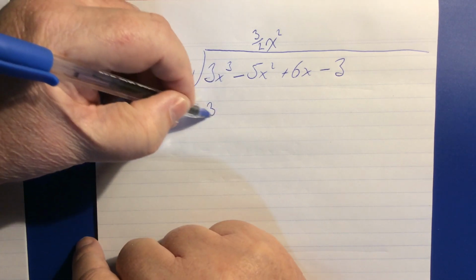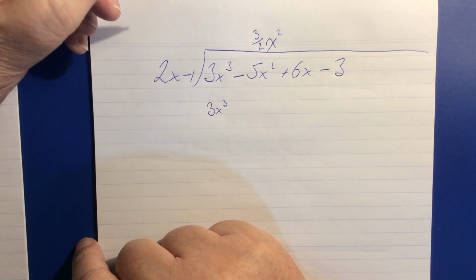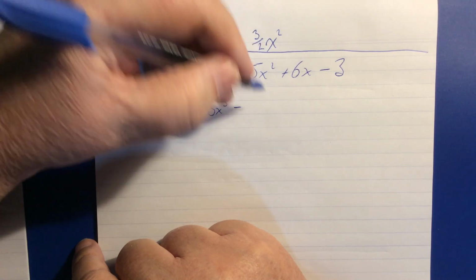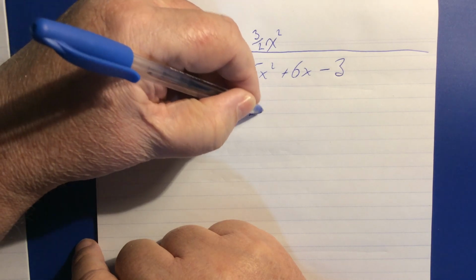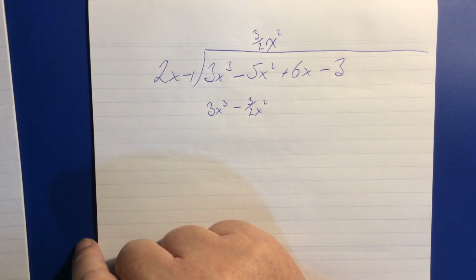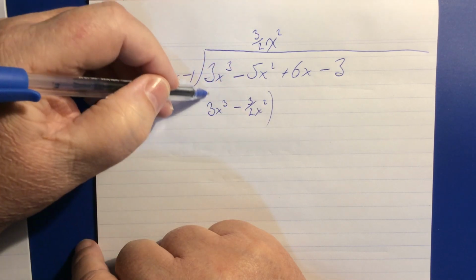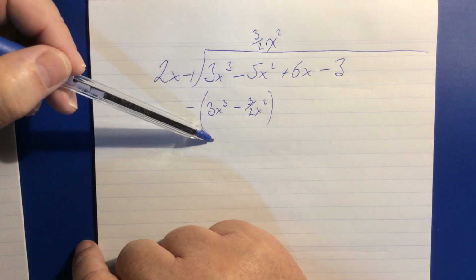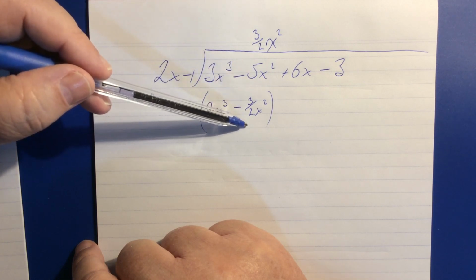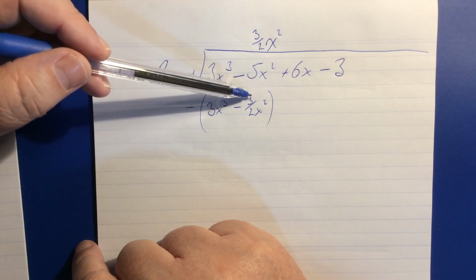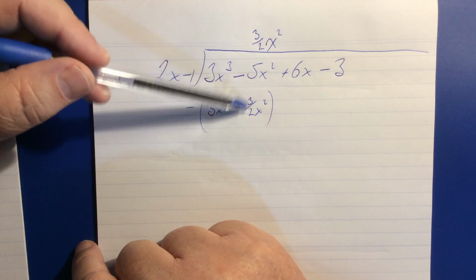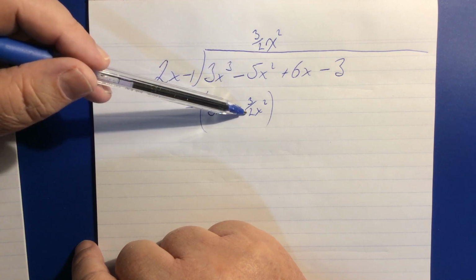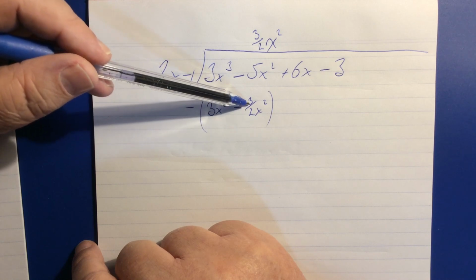And when I do that, I get 3x cubed minus 3 over 2 x squared. That's my first step, and I subtract that. Now, that's going to leave me with nothing. The interesting piece of work is here. And so what is this going to leave me with? Well, it's negative 5 plus 3.5. Sorry, not 3.5, 3 over 2, 1.5.